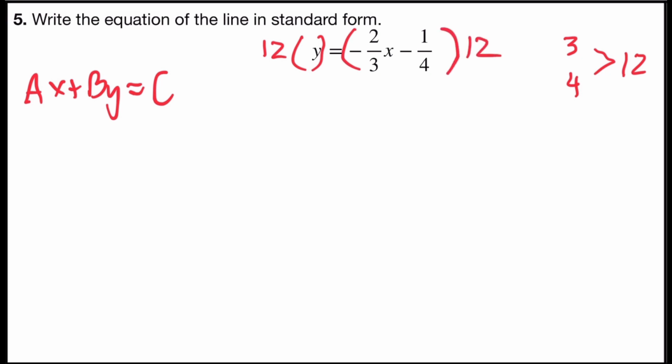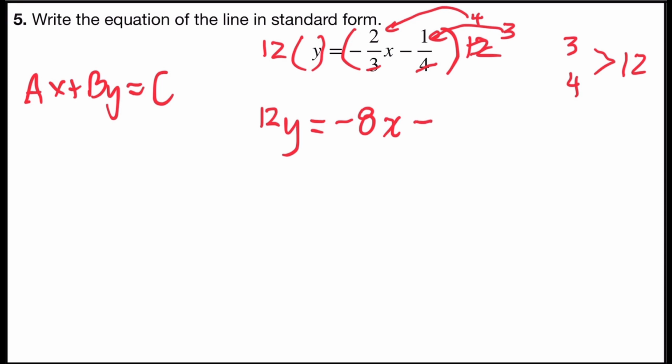So 12 times y is 12y on the left side. On the right side, 3 divides into 12 4 times, and 4 times negative 2 is negative 8x. For the 1/4, 4 divides into 12 3 times, and 3 times negative 1 is negative 3. And now all I have to do is rearrange my terms.